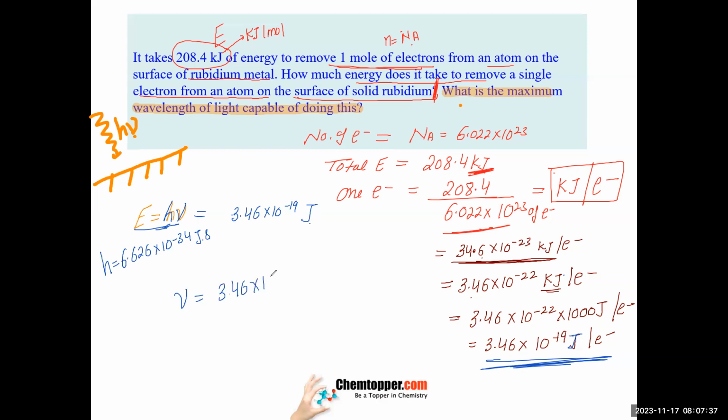3.46 times 10 raised to minus 19 joules divided by 6.626 times 10 raised to minus 34 joule seconds. Joule and joule cancelled. Your answer will be per second. Frequency is per second, SI unit. Can you work out this answer, children? That's the frequency.